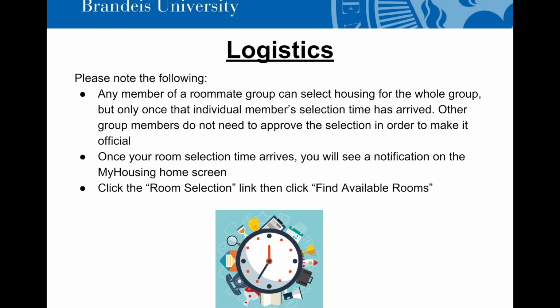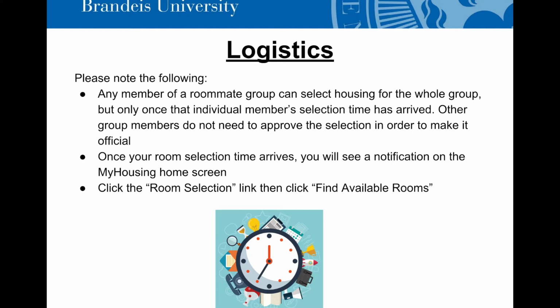For example, Bobby has a 1 p.m. selection time, Chris has a 1:12 p.m. selection time, and Jennifer has a 2:26 p.m. selection time. If Bobby does not log into his My Housing portal to select a room between 1 p.m. and 1:12 p.m., Chris can log into his own account and select housing for the whole group at 1:12 p.m.